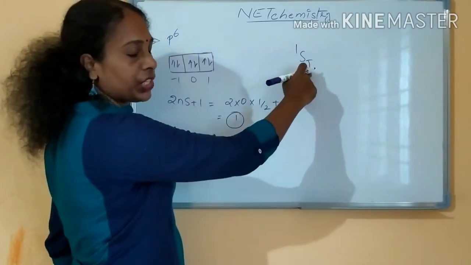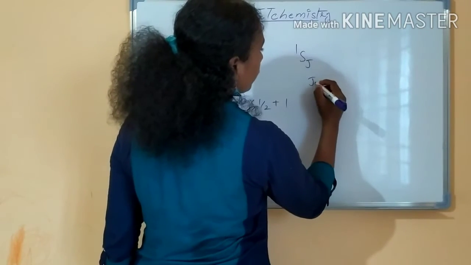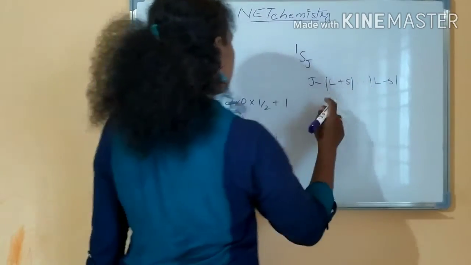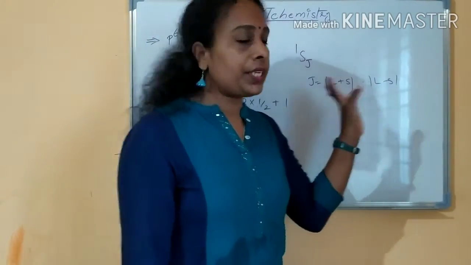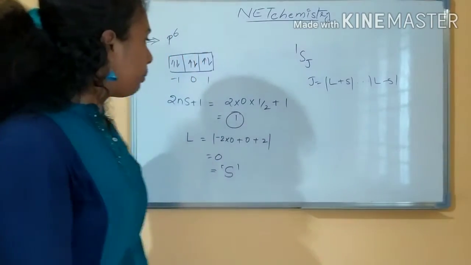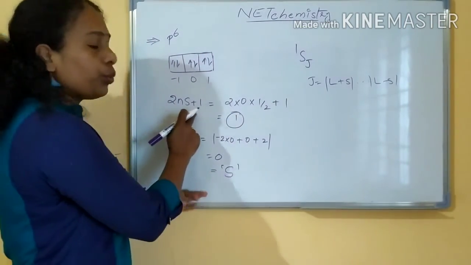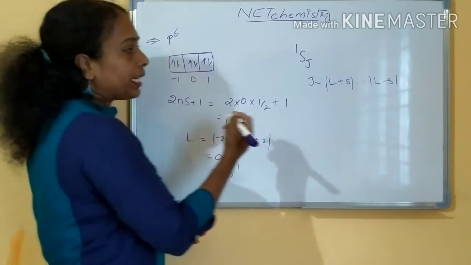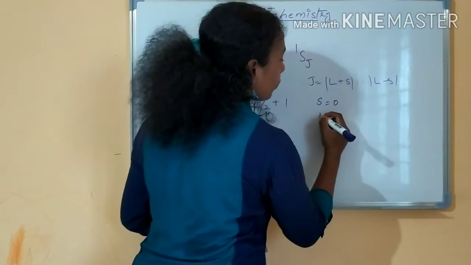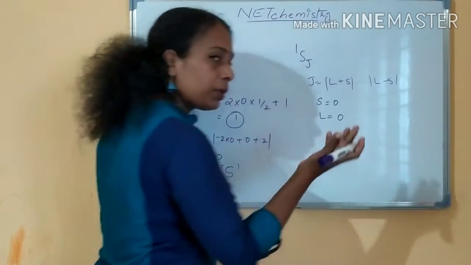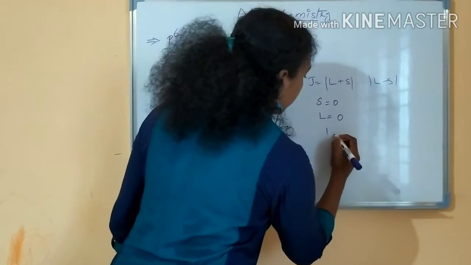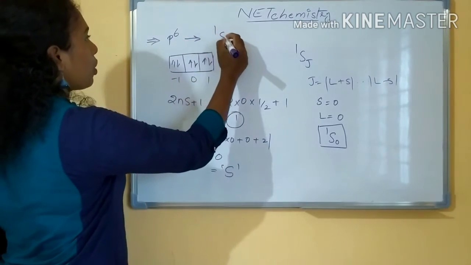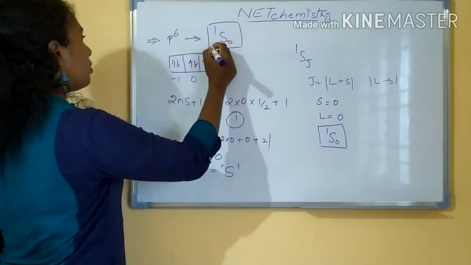Now you have to find out the J value. J value is equal to L plus S to L minus S, right? So what is the S value? Not 2S plus 1 value, the S value. All the spins are cancelling each other. So S equal to 0. L already you got 0. So 0 plus 0 is nothing but 0. So you are getting the term symbol 1S0. What is it for the p6 configuration? 1S0 is the term symbol.